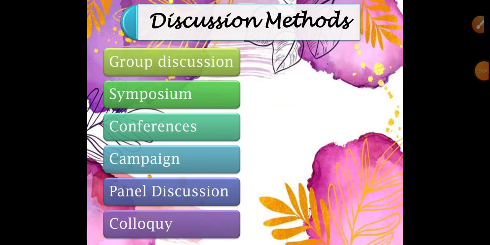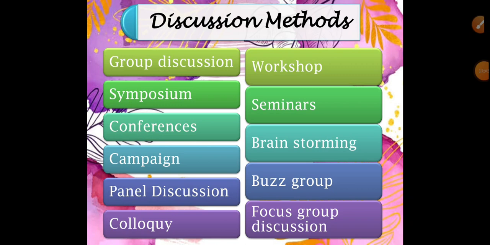Okay, the discussion methods. Here are the examples of discussion methods. Group discussion, symposium, conferences, campaign, panel discussion, colloquy, workshop, seminars, brainstorming, buzz group, focus group discussion. So those are the following methods or strategies that will be used in our IEC materials production.